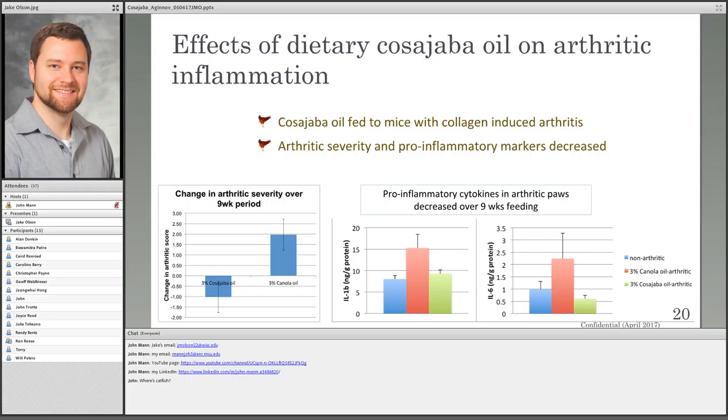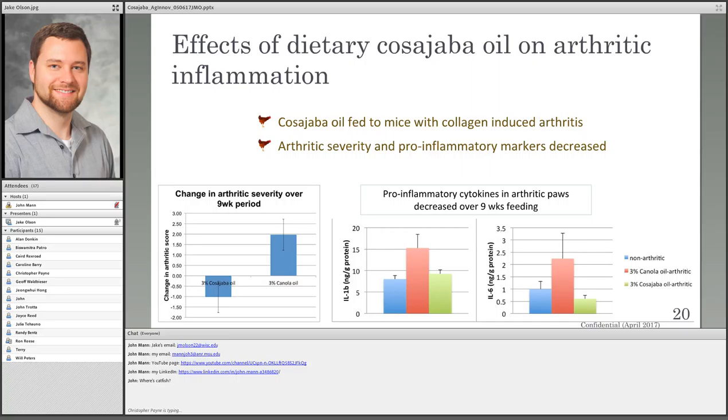And we ended up looking into some of the inflammatory markers that may be mediating this effect, and saw that Cosajaba oil was decreasing two very specific pro-inflammatory cytokines, interleukin-1 beta and IL-6. Fish have these same inflammatory mediators, although I should mention the assays for detecting these are a little bit less developed in fish, particularly salmon. Most of the studies are done with gene expression, so we've talked about maybe developing some immune assays to better understand and better screen some of these anti-inflammatories.